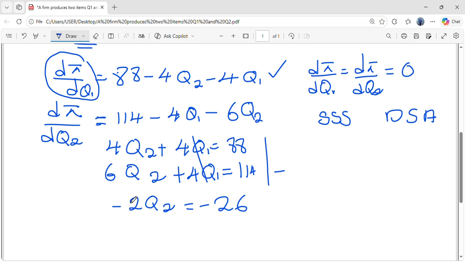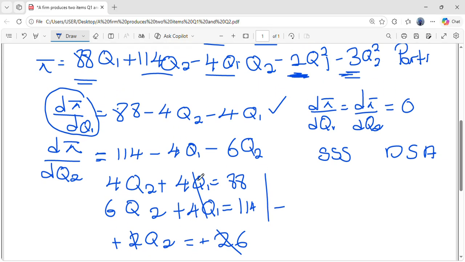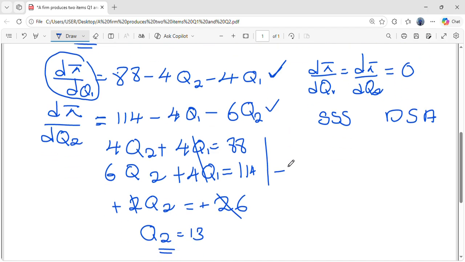So for us to be able to find q2, we cancel 2 on both sides. So negative and negative cancel out. So q2 is basically equal to 13. So the value of q2 is equal to 13. And for us to be able to find q1, we take the value of q2 and replace it in one of the equations we have, either equation 1 or equation 2, for us to be able to find the value of q1. So we just go directly in replacing the value of q2 in the equation.